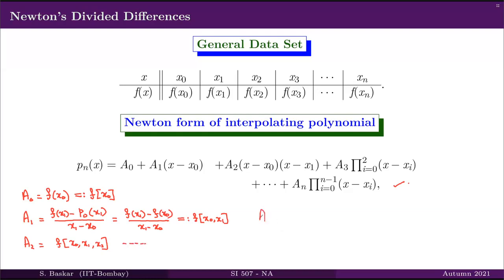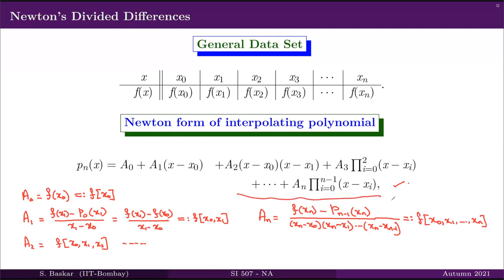In general, an, if you recall, is given by f of xn minus p n minus 1 of xn divided by xn minus x naught, xn minus x1, and so on till xn minus xn minus 1, right? I will give a similar notation to this also, which is f of square bracket x naught, x1 up to xn.